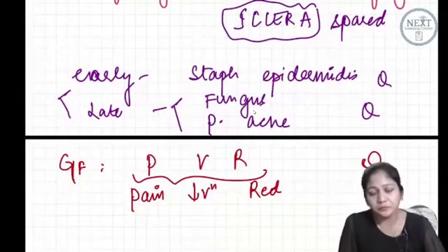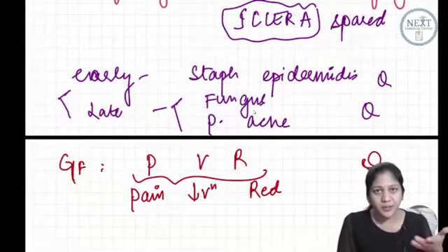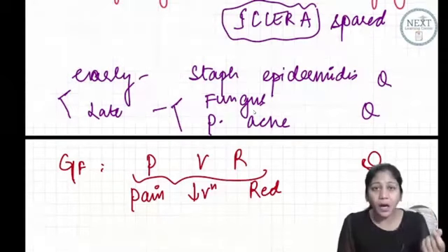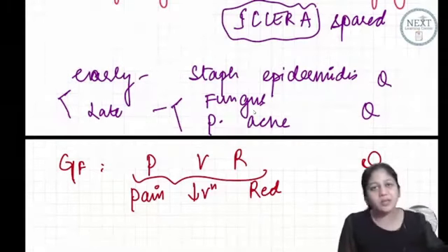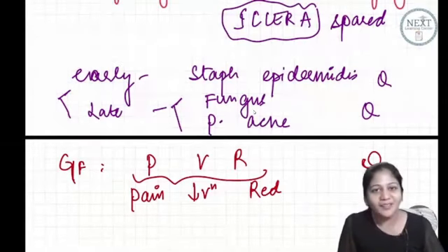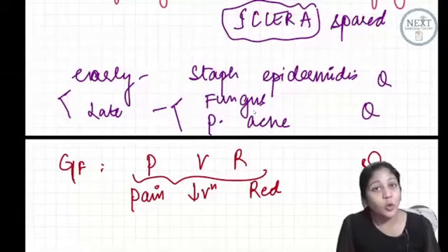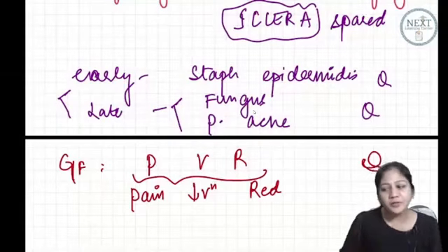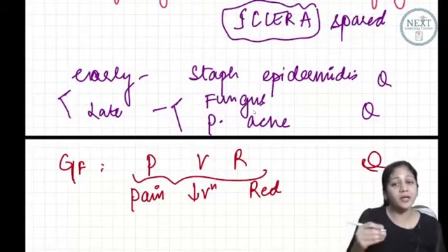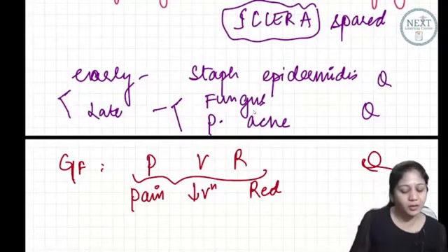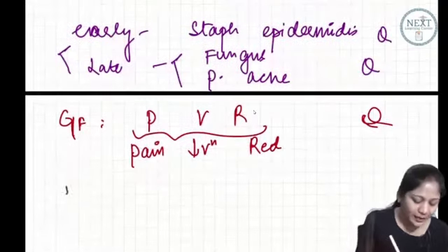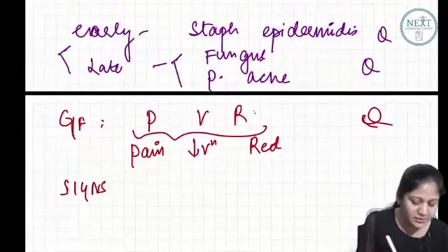Yes or no? But if a patient is coming to you with PVR, your heart will sink, right? What happened? After cataract surgery, there should not be pain. Why is there a red eye? Why is there loss of vision? So this is because the patient has developed a dreadful complication. It is endophthalmitis. Okay.